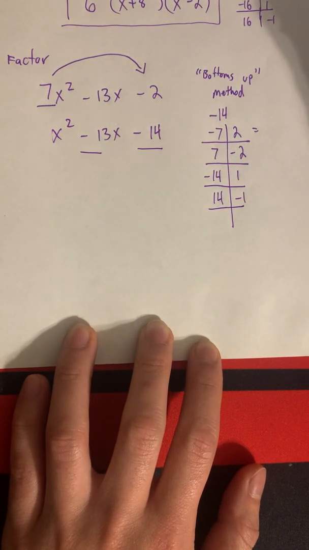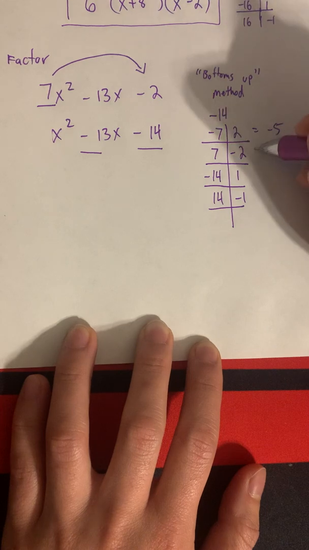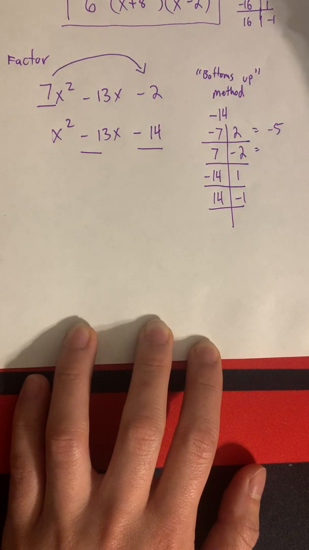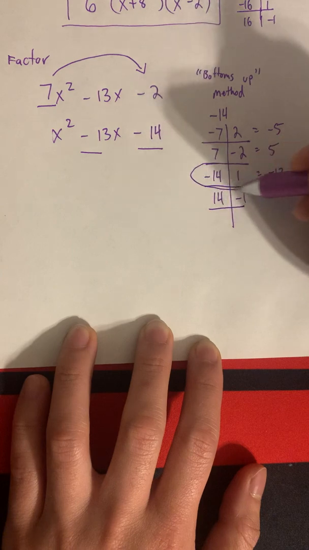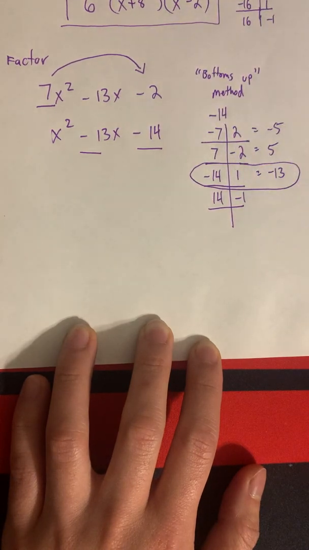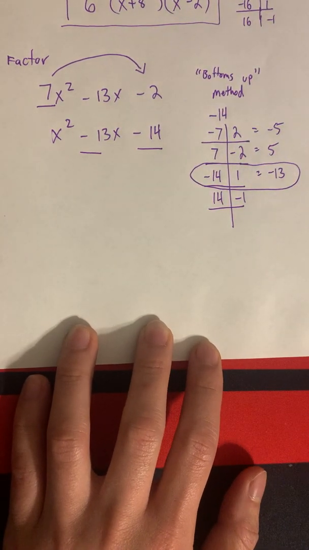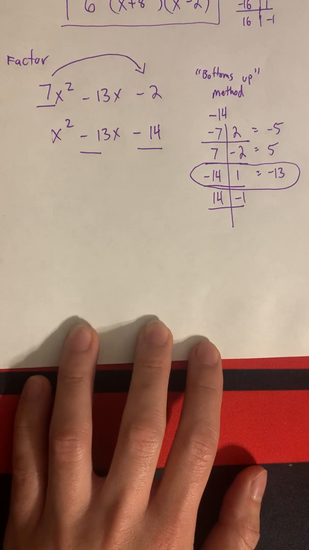All right, so let's see which one of these pairs will add up to negative 13. So negative 7 plus 2, that's negative 5. 7 plus negative 2, that's positive 5. Negative 14 plus 1, that's negative 13. So we can stop there. So this is the pair here that works for both of them, that multiplies up to negative 14 and also adds up to negative 13.